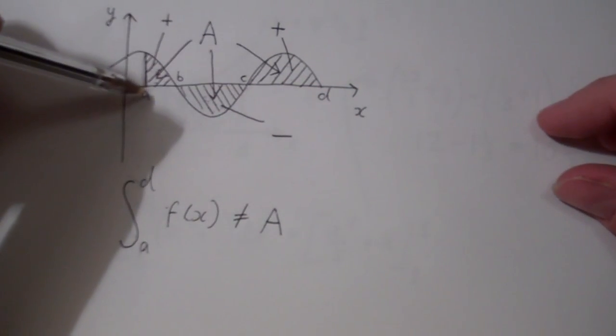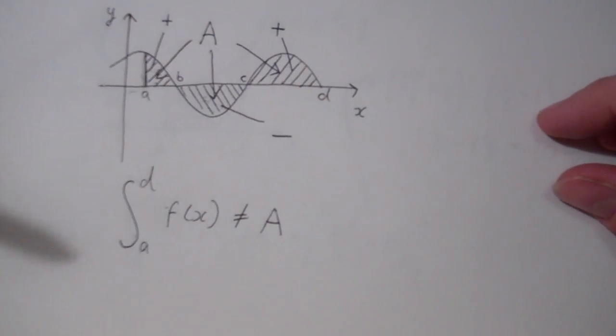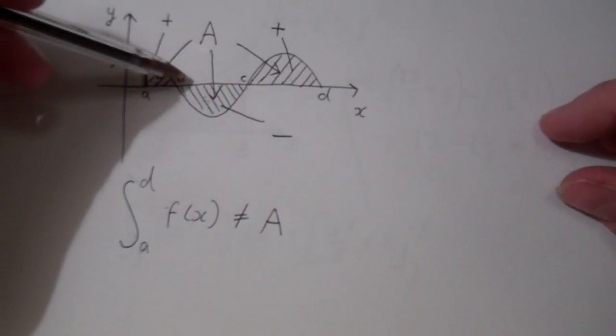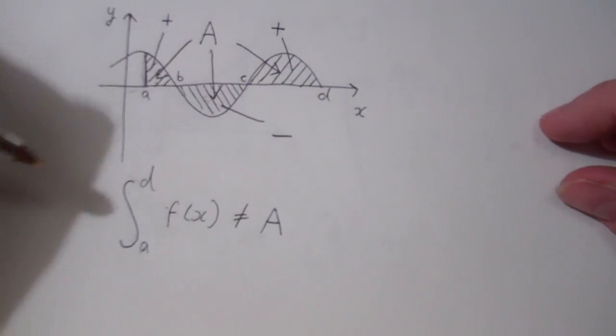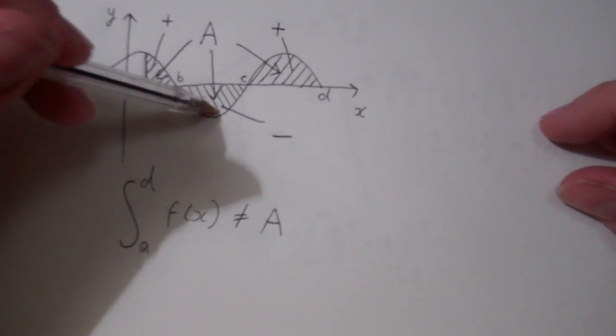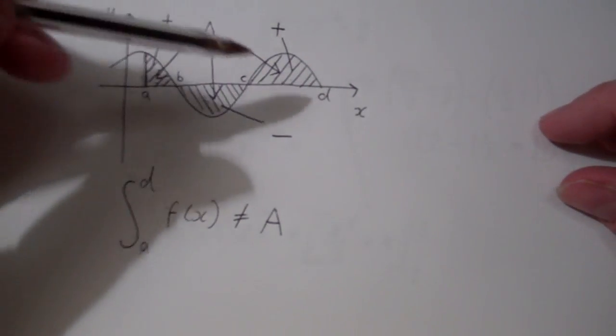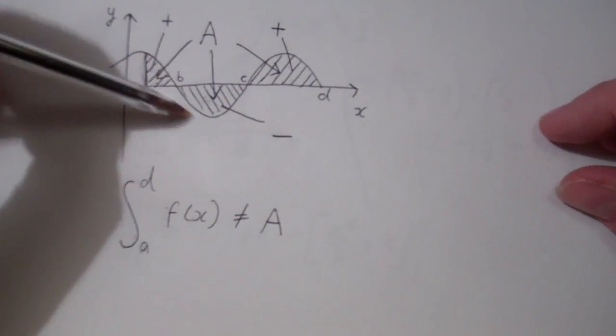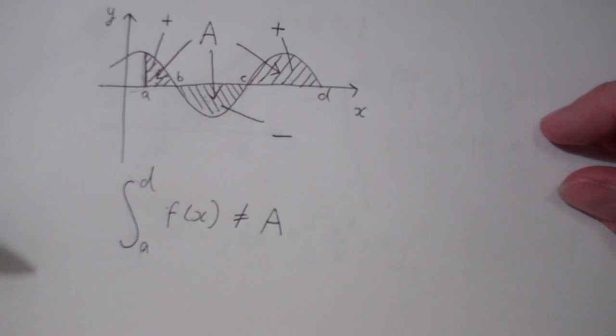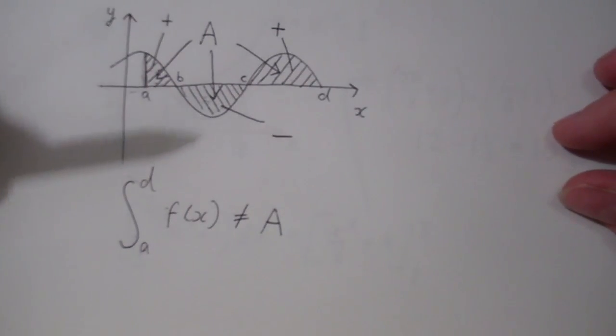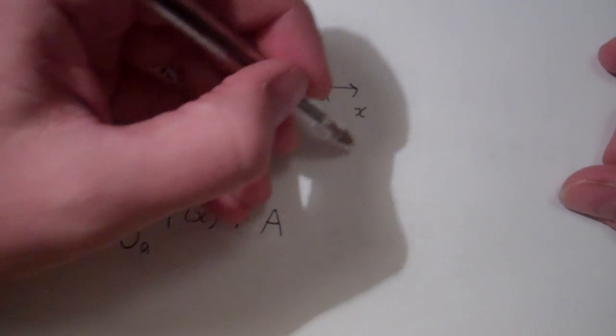Well, we don't just have the limits A and D. If you look closely, we have A, B, C and D, and we have 1, 2, 3 separate areas. So in a situation like this where part of it is below, we have to do 3 separate definite integrals. So we'd have to do something like this.